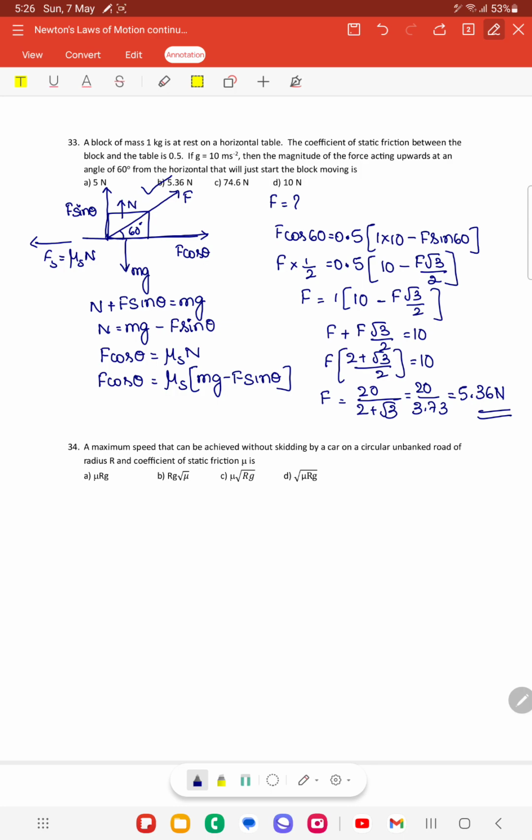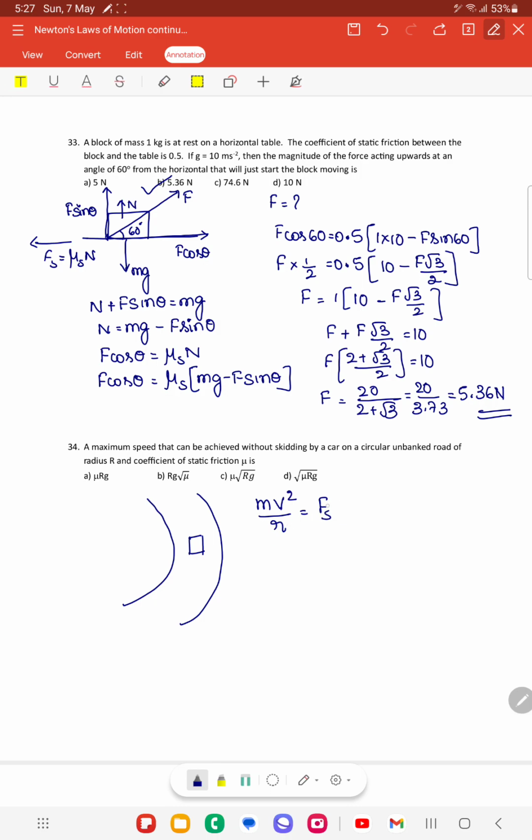Question number 34. What is the maximum speed that can be achieved without skidding by a car on a circular unbanked road of radius r and coefficient of friction mu s? If you consider the circular turn here, this is a road, without a banking, and let us consider this is a car. For a car to take a circular turn, the force acting is the centripetal force. The necessary centripetal force for a vehicle to take a circular turn is given by the static friction between the road and the tire, that is Fs.